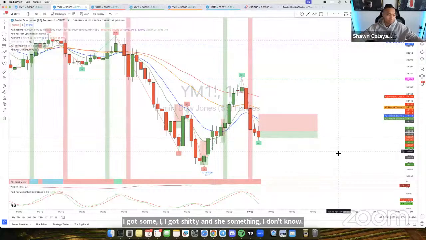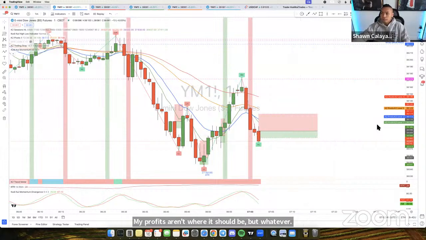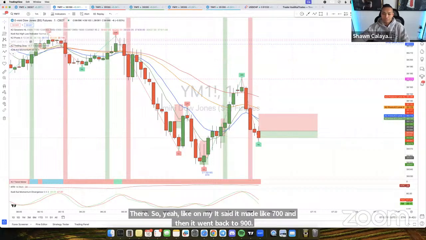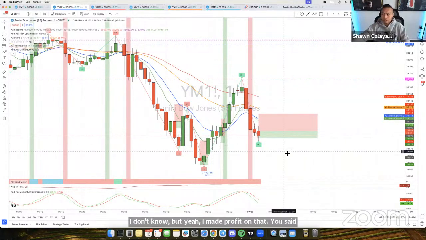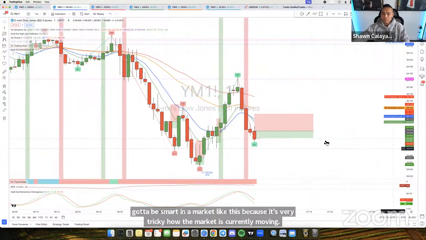Full TP right there. So yeah, I lagged on my exit too, kind of. It said I made like 700 and then it went back to 900. I don't know. But yeah, I made profit on that. You just got to be smart in a market like this because it's very tricky how the market is currently moving. It's not blasting right through like it normally does. So nice work right there.